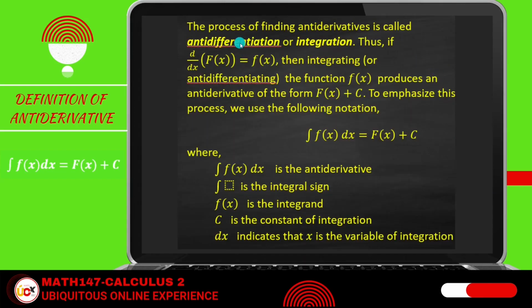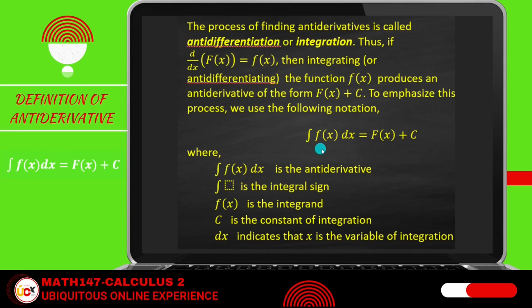The process of finding antiderivatives is called antidifferentiation or integration. Thus, if the derivative of big F of x with respect to x equals small f of x, then integrating or antidifferentiating the function f of x produces an antiderivative of the form big F of x plus the constant c. To emphasize this process, we use the following notation.